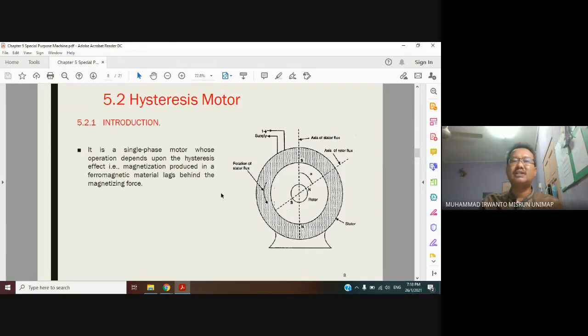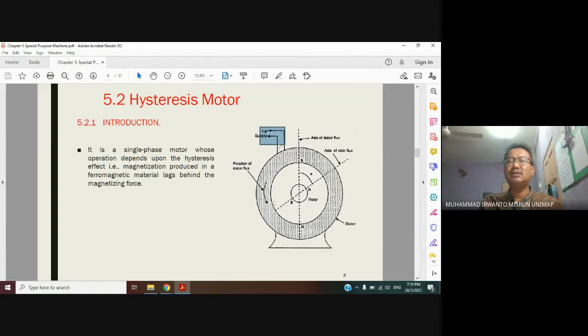That is the reluctance motor, and the second is the hysteresis motor. The hysteresis motor is constructed by a stator and also a rotor. The stator is supplied by a single phase. The rotor is constructed from ferromagnetic material, a hard core.